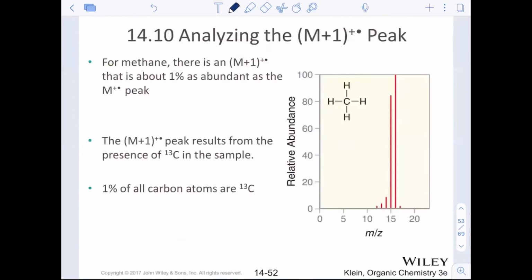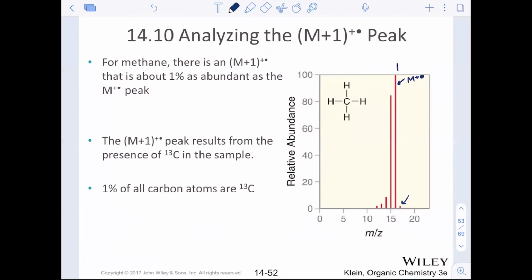All right, for methane, let's talk about that little peak that we've been seeing over here that I've been ignoring. And you're like, what is that? The M+1 peak, or the parent ion plus 1. This is our base peak and our parent ion, right?